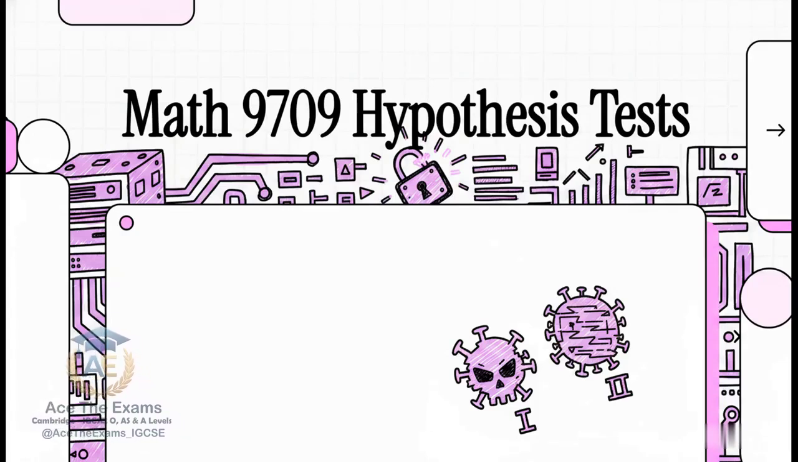Today, we're targeting a highly specific and, honestly, highly frustrating challenge in the Cambridge AS and A-Level Mathematics exam. Specifically, we're looking at Syllabus Section 6.5. We're going to completely deconstruct hypothesis tests and show you exactly how the examiners are grading Type 1 and Type 2 errors behind the scenes.